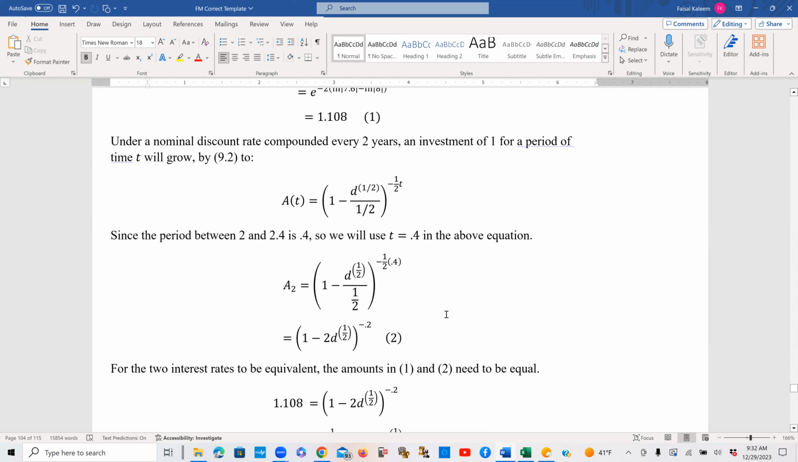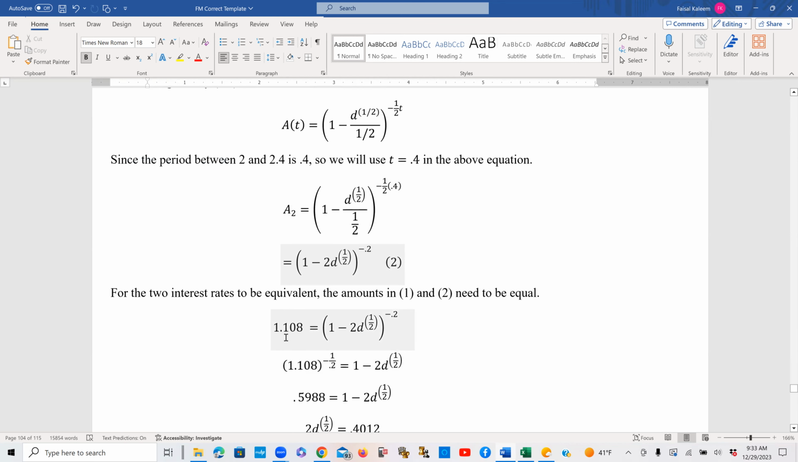Now for the two kinds of interest rates, the force of interest and the nominal discount, to be equivalent, the corresponding amounts over the interest period should be equal. Under the force of interest, we found the amount to be 1.108, and under the nominal discount rate it's given by this equation. So we set the two equal: 1.108 equals 1 minus 2d superscript half, power negative 2. And we raise both sides to the power negative 1 over 0.2.